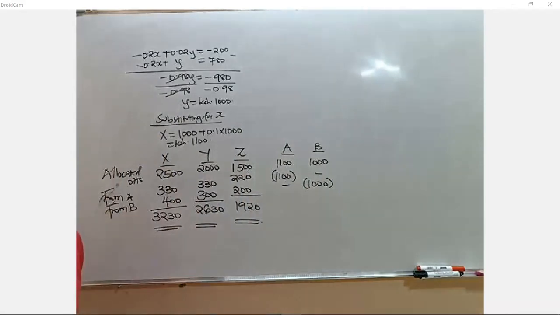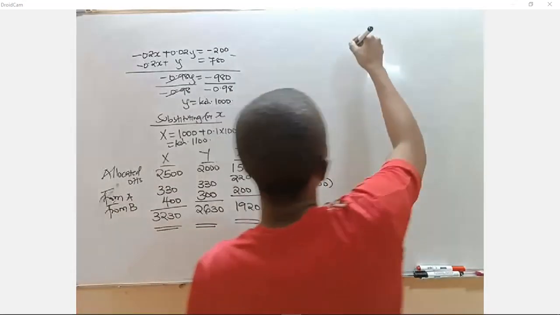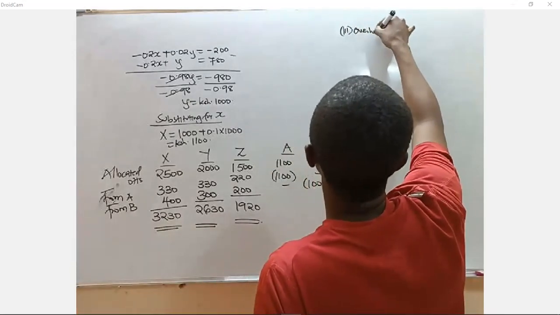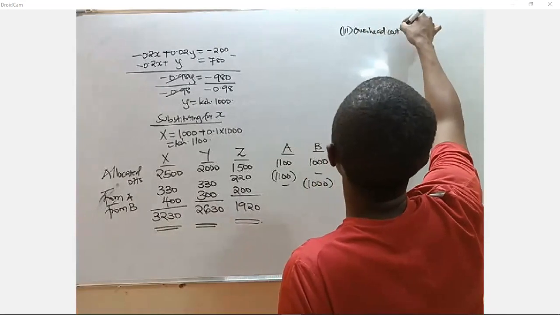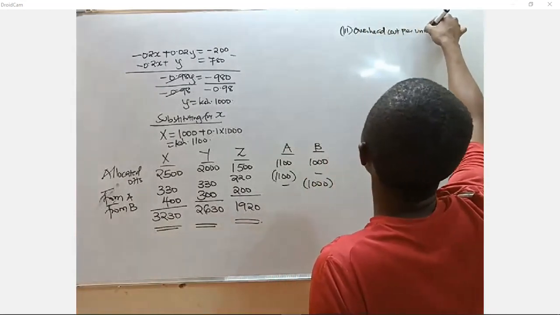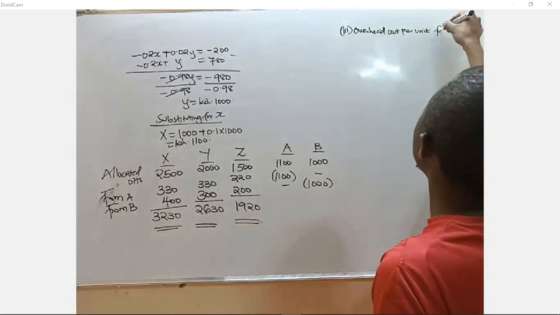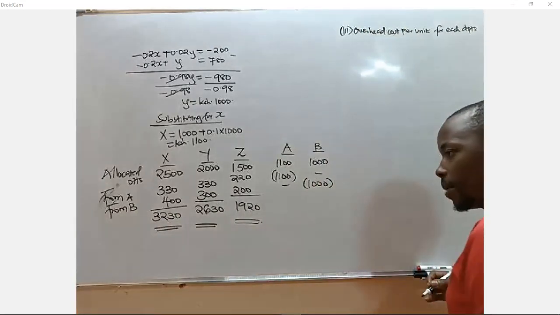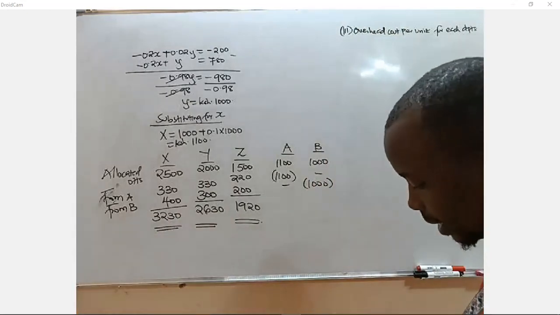Now, nikiangalia number 3, examiner is talking about the overhead cost per unit for each department. We are talking about the overhead cost per unit, right? For each department. Utakuja hapo mwambie na hizi ndio vitu tunaenda kusoma kwa ABC.